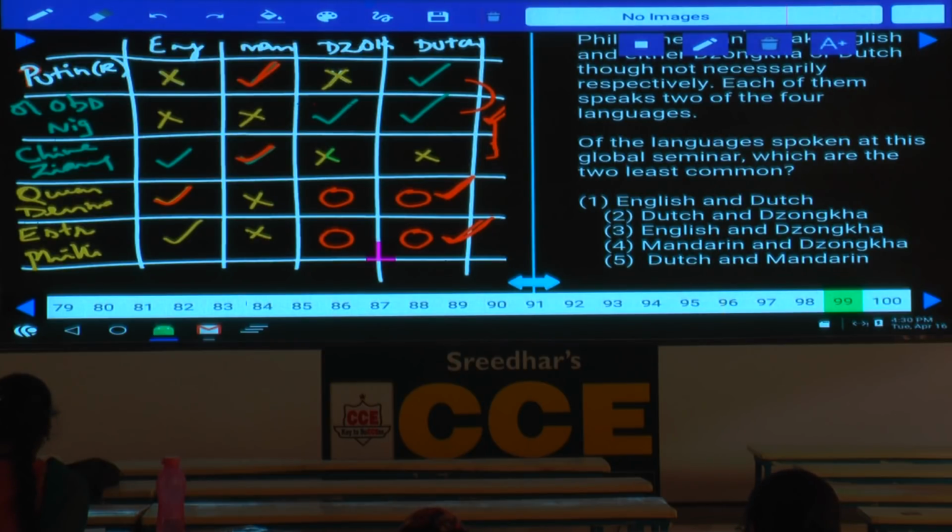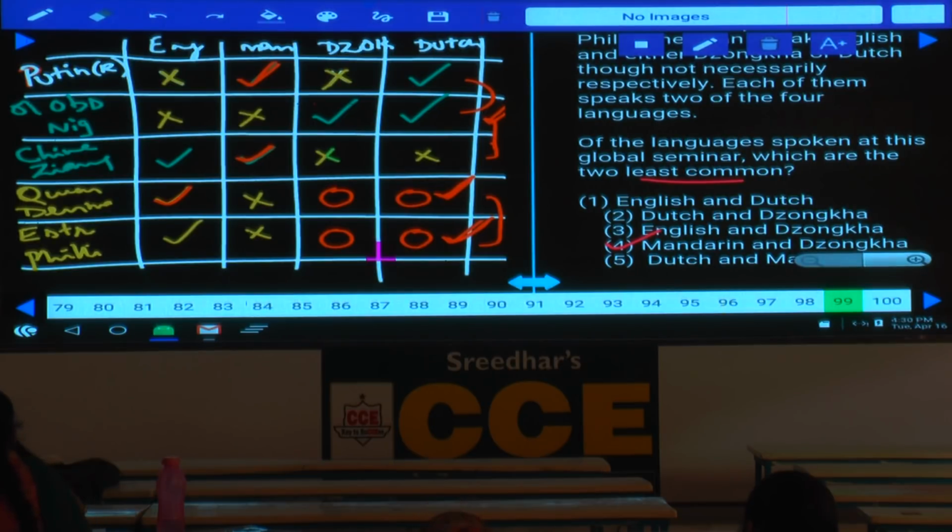Of the languages spoken at this global seminar, which are the 2 least common? 2 least common means very few people. Now English, how many persons are able to converse in English? 3. And next one, this Dutch also 3 persons, isn't it? Between these 2 persons, only one is Dutch and another one will be Jonka. Hence 2 plus 1, 3. And then the remaining 2 are what? The remaining Mandarin and Jonka. Then only 2 people will be there. And which are the 2 least common here? Mandarin and Jonka, and it is choice 4, 99.